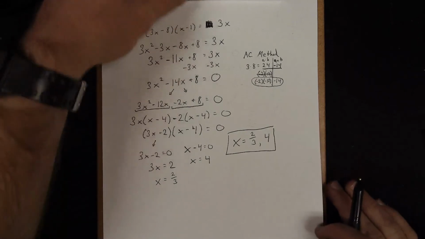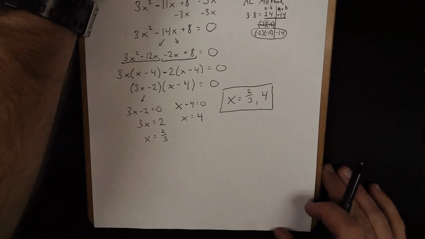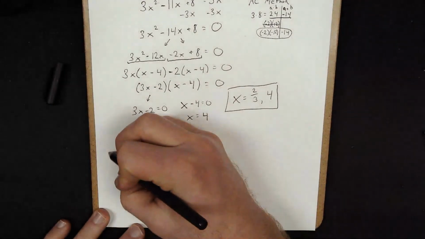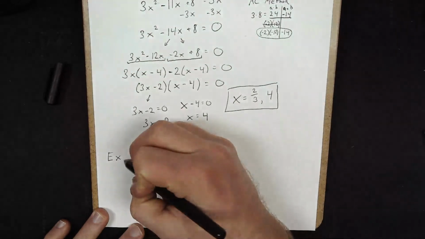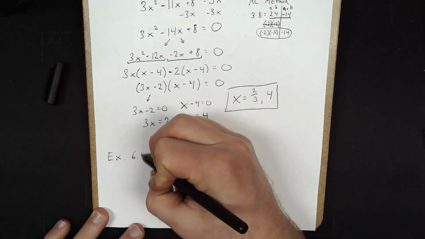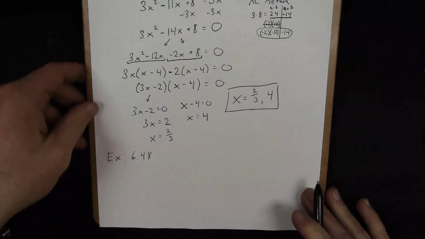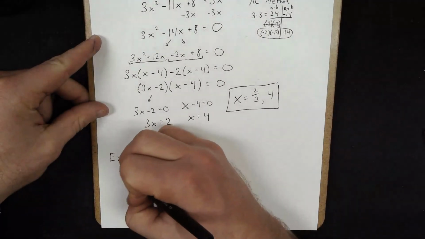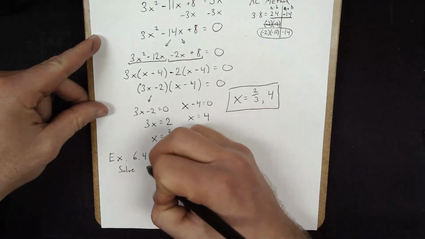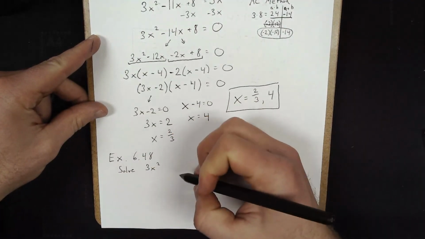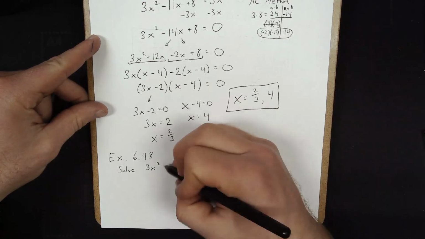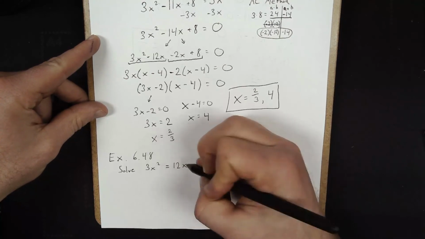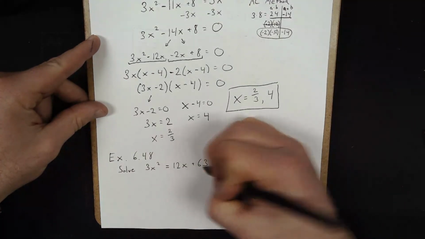We're going to do one more example here. One more example, and then you'll be prepared for every homework problem. All right, going to be a little challenging. Don't have much room, but it's a quick one. So we're going to solve 3x squared is equal to 12x plus 63.